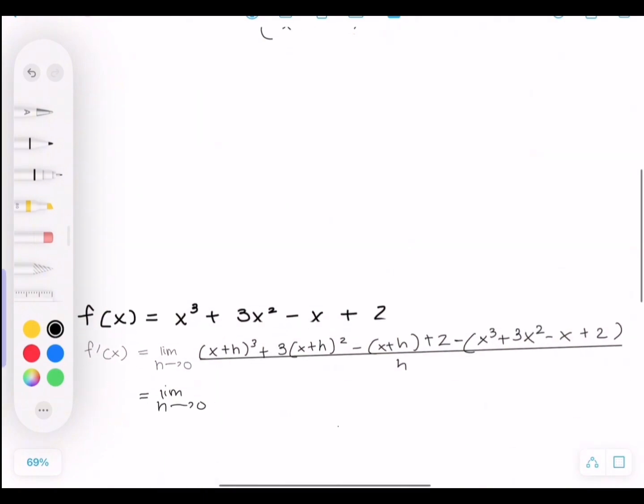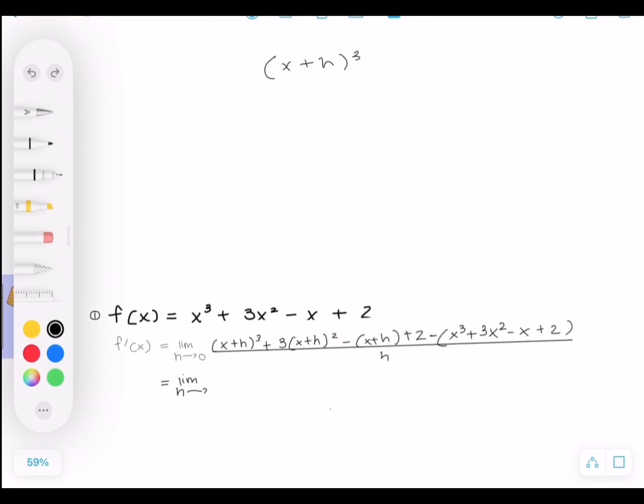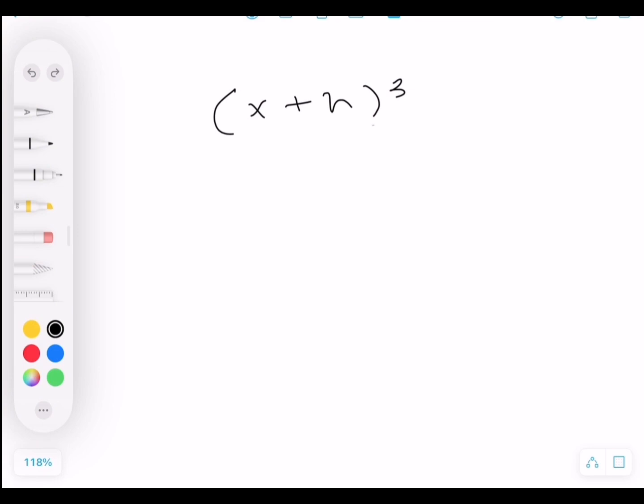So we have here a cube of a binomial. It's now time to evaluate that. And the whole given over here, we should evaluate it for step number 3. So we have x plus h cubed first.